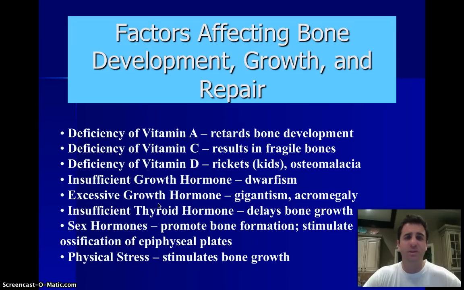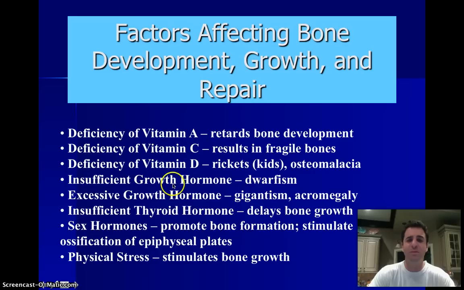What affects bone growth, repair, and also development? Well, first of all, you need plenty of vitamin A. If you don't have enough vitamin A, you're going to retard your bone development or slow it down, of course. If you don't have enough vitamin C, which is unusual nowadays because we eat lots of fruit, but in Columbus's day, for example, you could get fragile bones with a deficiency in vitamin C. Vitamin D is the more well-known one. In kids, it's called rickets. In adults, it's called osteomalacia, which we'll talk about on the next slide, but it's weakened bones.